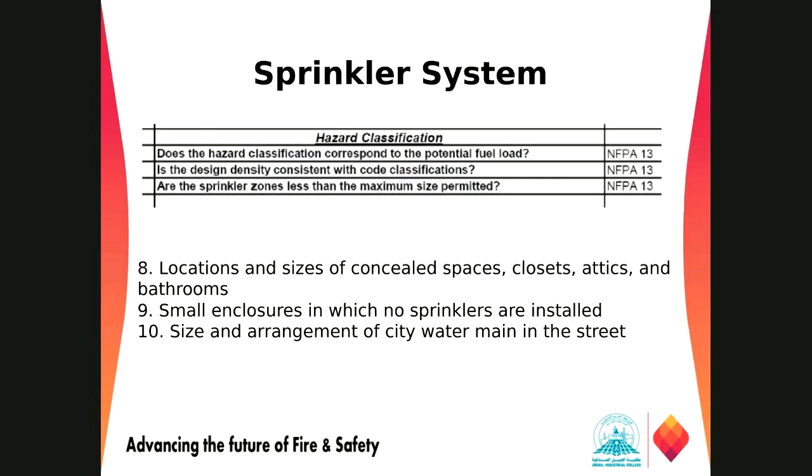Do you guys remember what is the maximum size permitted for one sprinkler system? Anyone remember that? Okay, it's around 52,000 square feet for the light hazard, all the way to 40,000 square feet for the extra hazard and high pile storage. Then the location of concealed spaces, attics and bathrooms, a small enclosure, no need for sprinklers. What is the maximum area for that? And what is the size and arrangement of the city water main in the street?